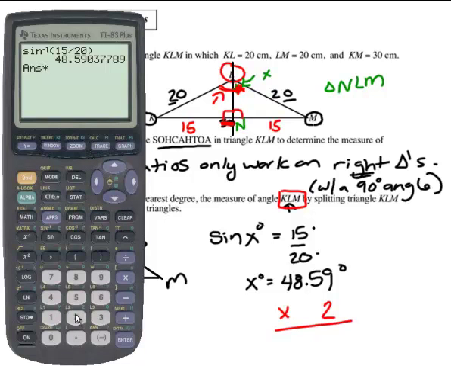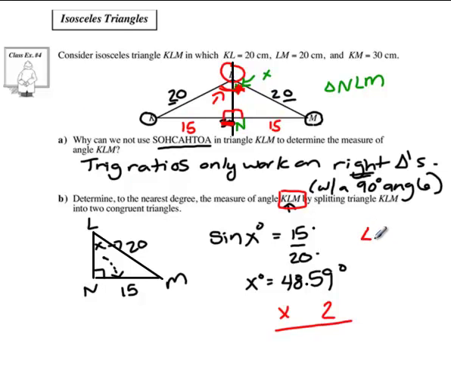So take what you found, which was half of the angle they were looking for, and multiply by 2 so that you've got the full angle that they're looking for. And now they did say to answer to the nearest degree, so I saved my rounding for the last step, which is a good idea, otherwise your answer can be off. So I'm going to say angle KLM is equal to 97 degrees.